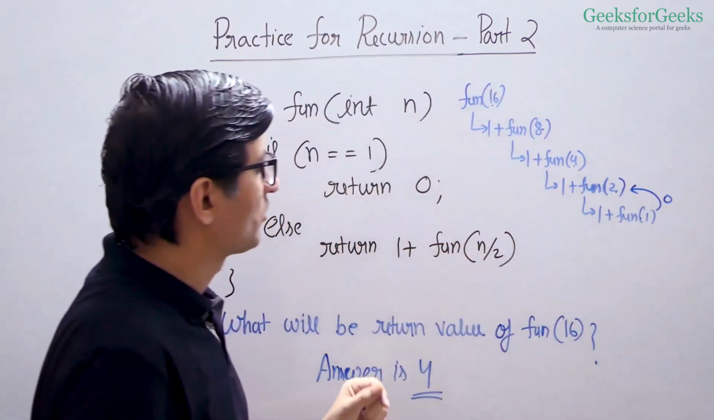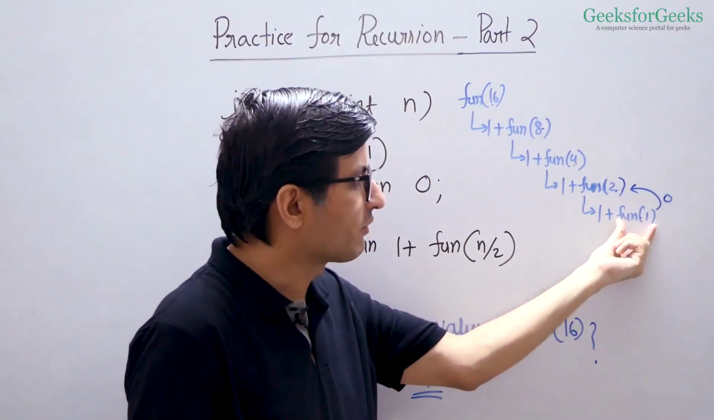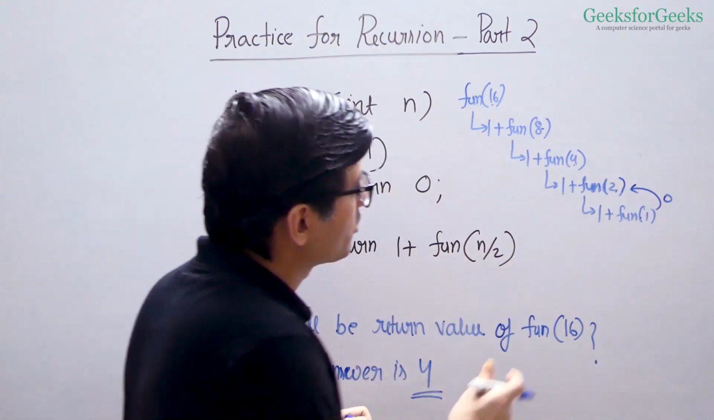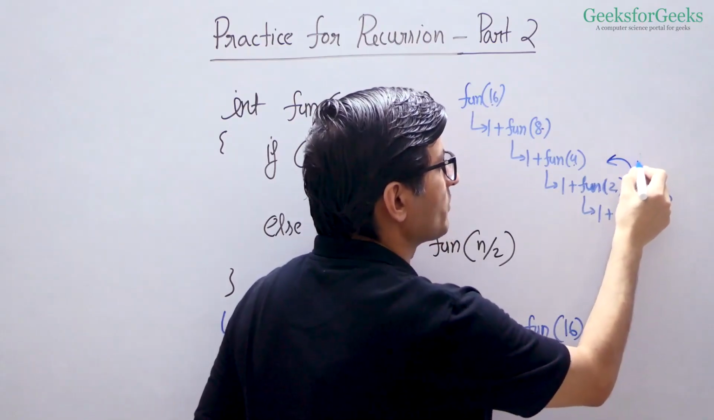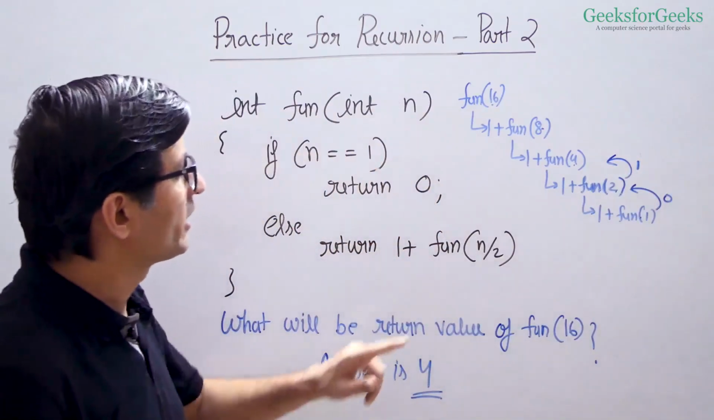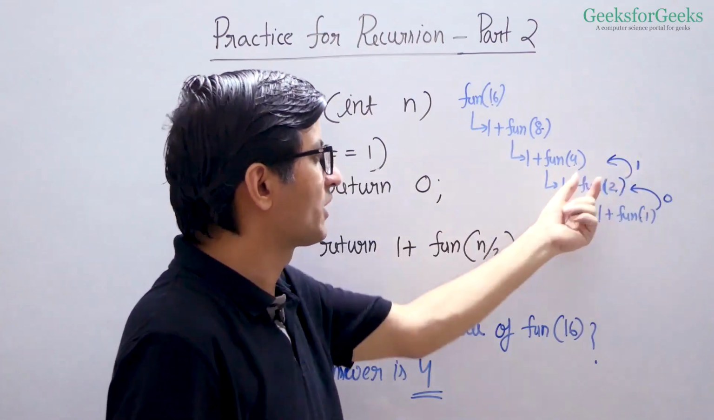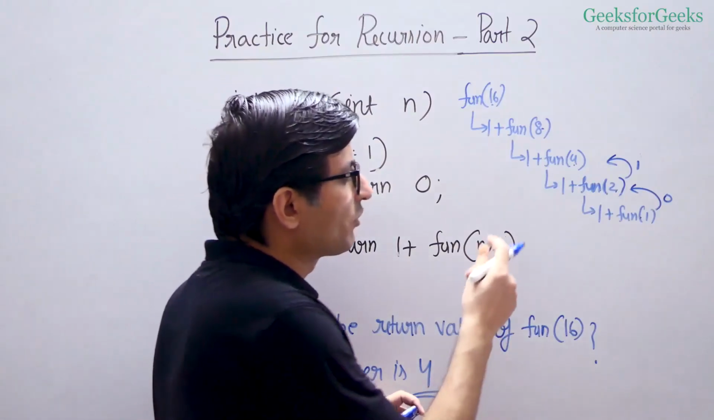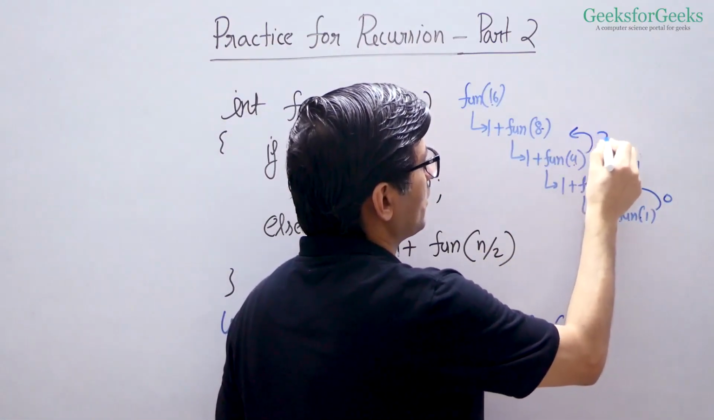Now what is the parent going to do? Parent is going to do 1 plus fun1, and it has returned value 0. So it's going to return 1 plus 0, right? So this fun2 is going to return 1 plus 0, which is 1, to its parent. And now what is its parent going to do? Its parent is going to do 1 plus the returned value of this function call, 1 plus fun2. That's what fun4 is going to do. So fun4 is going to return 1 plus 1, 2, to its parent.